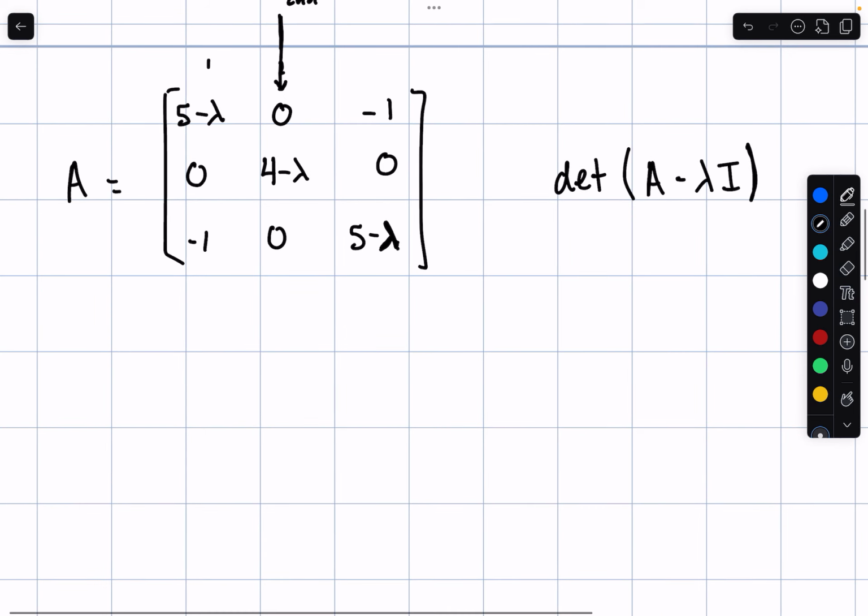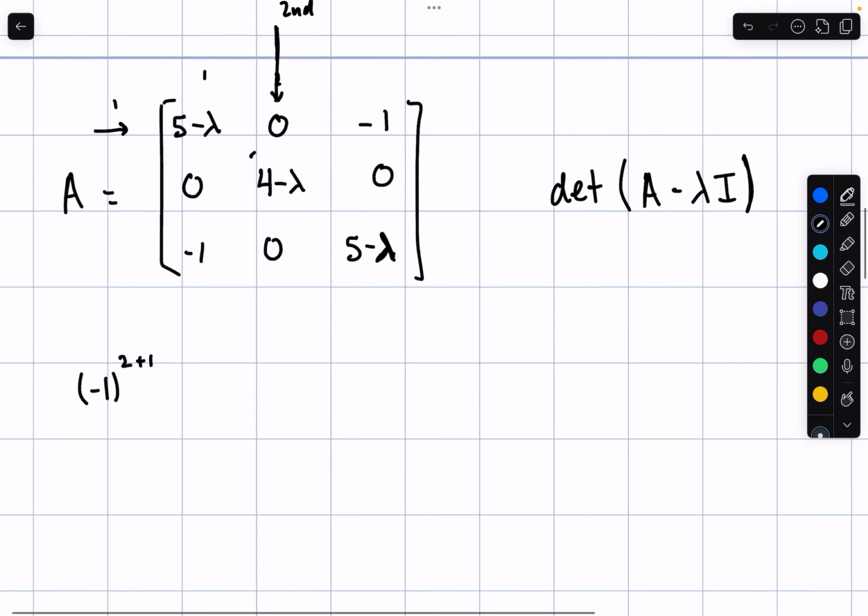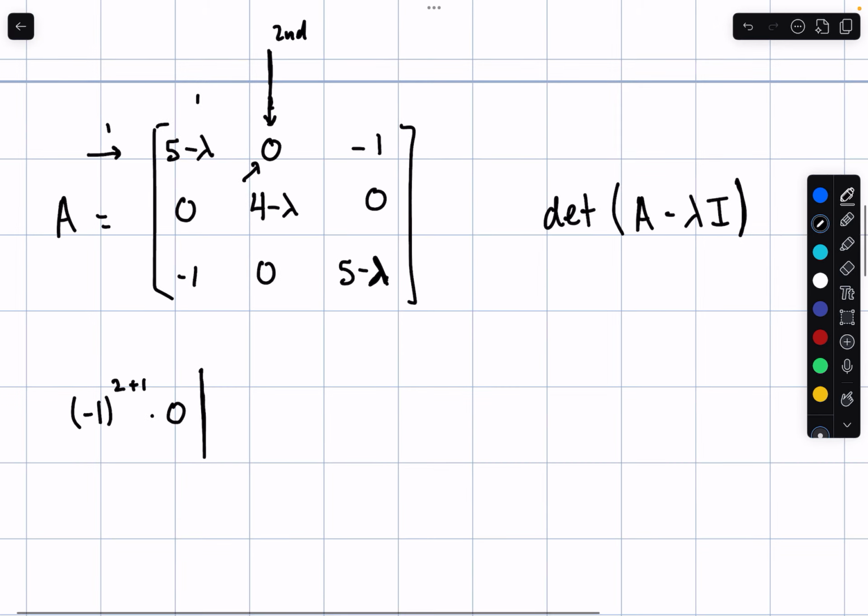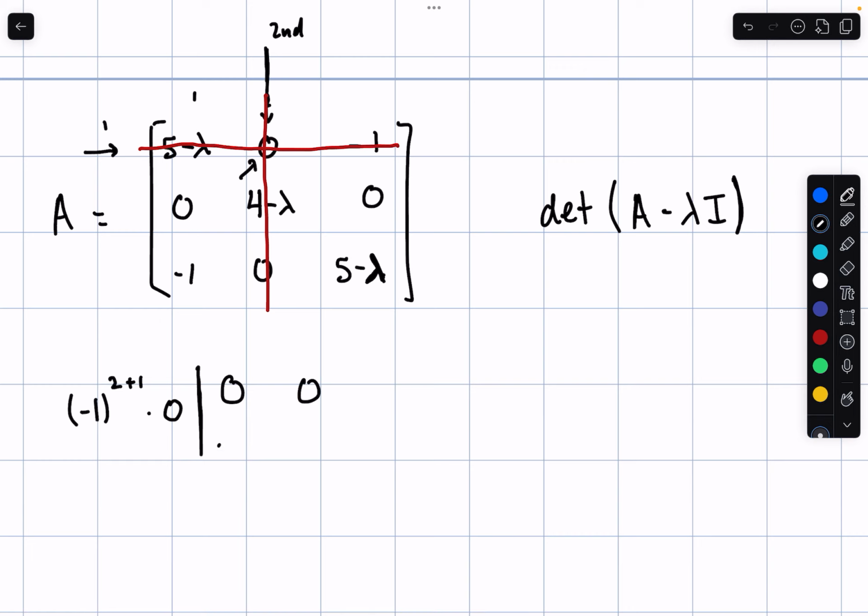And so we start with the first row and the second column. So we're going to do -1 to the power of row plus column. So 2 plus 1 times whatever value is here, times 0, times the determinant of the matrix when we ignore this 0. So we cross out the row that it's in, and we cross out the column that it's in, and what this leaves us with is the determinant of 0, 0, -1, 5 minus lambda.